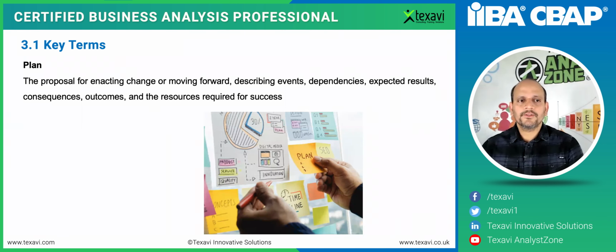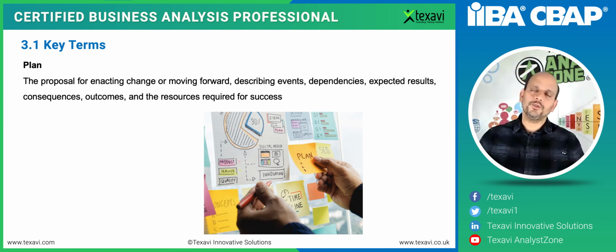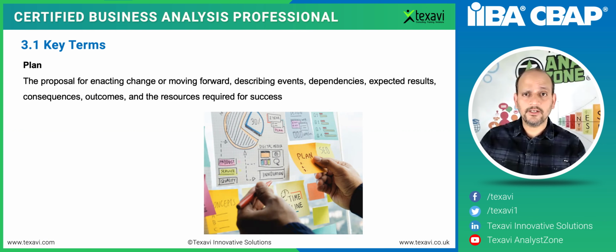So it's all about, as the definition goes here, a proposal for enacting change or moving forward. It's about describing the events, the dependencies, expected results, consequences, outcomes, and the resources required. So all of these, it's not just about the tasks that you would need to do. It's about what the dependencies among the tasks are. And you should also outline the potential timelines, when you're proposing to finish the task. What is the likely date? It need not be final, but at least an estimated timeline for completing that particular task.